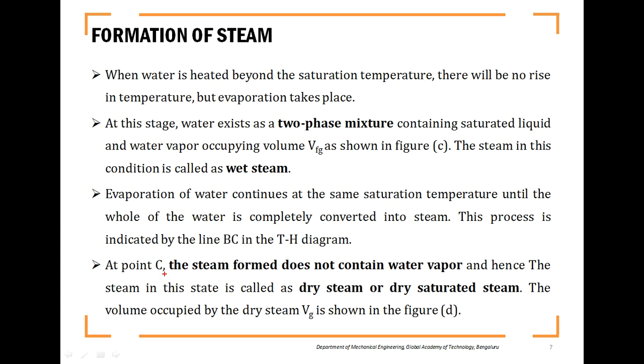So at point C, the steam formed does not contain water vapor, and hence the steam in this state is called dry steam or dry saturated steam. The volume occupied by the dry steam is Vg, as I showed you in figure number 4 in the experiment. Okay, so the volume occupied by the dry steam is denoted by Vg.